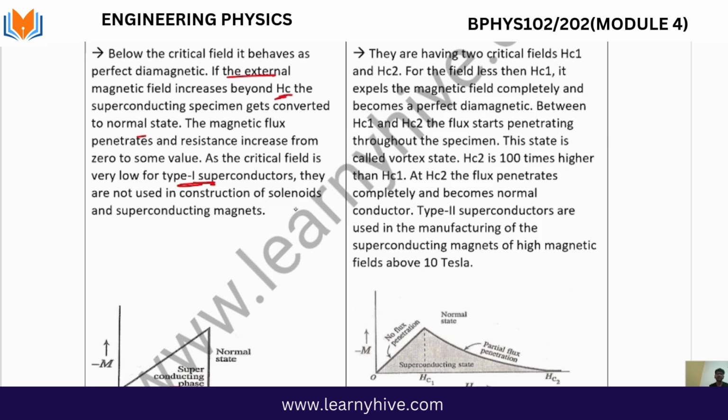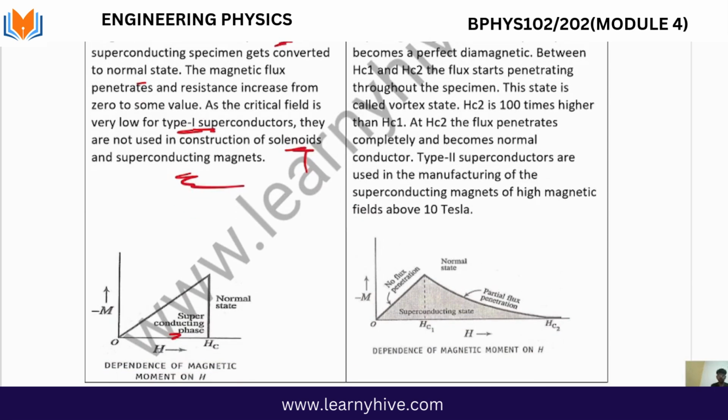As the critical field is low, type 1 superconductors are not used for the construction of solenoids and superconducting magnets. That is one part of the application. Below the critical field, diamagnetic. When the external field increases beyond the HC, it gets converted into the normal state, and magnetic flux penetrates and resistance increases from 0 to some other value. That is type 1 superconductor.